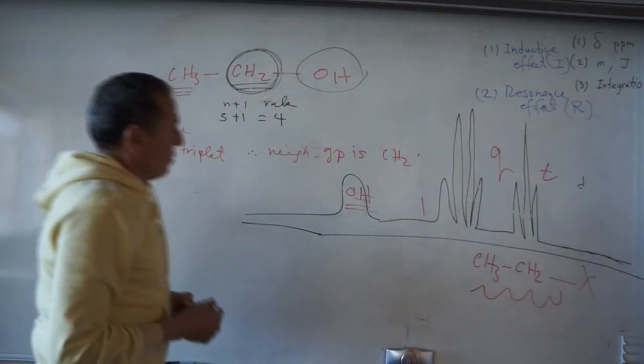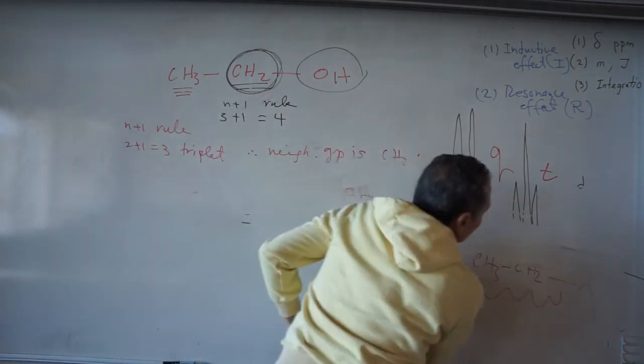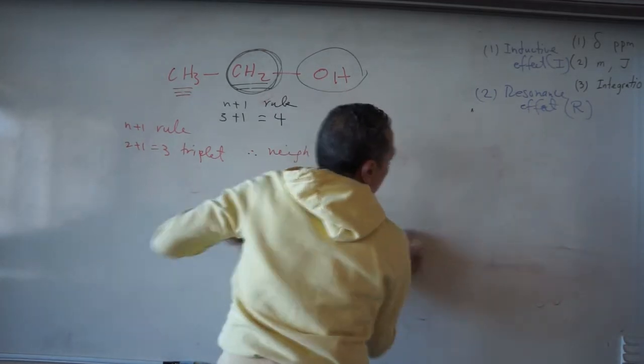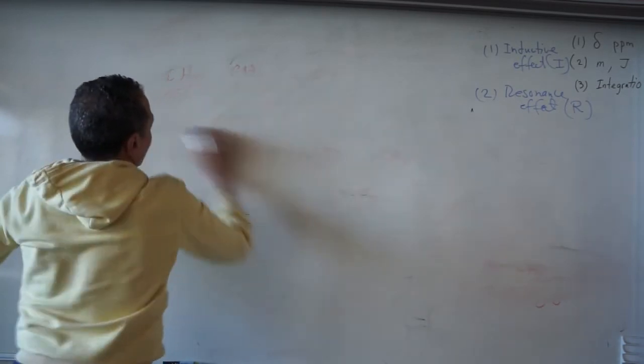Additionally, what is the coupling constant? I will give you an example. The coupling constant helps you to know if the protons are neighbors and whether they are cis or trans. What does cis mean? What does trans mean? I will give you an example.